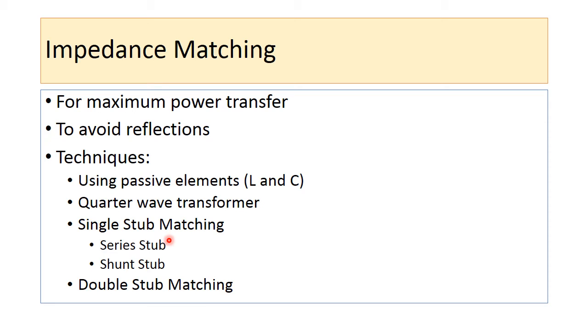Then single stub matching, where the stub can be connected in series or in shunt, and double stub matching. Basically, the stub is a piece of transmission line, with a length and a place from the load at which it is connected. These two parameters are necessary to provide the impedance matching.